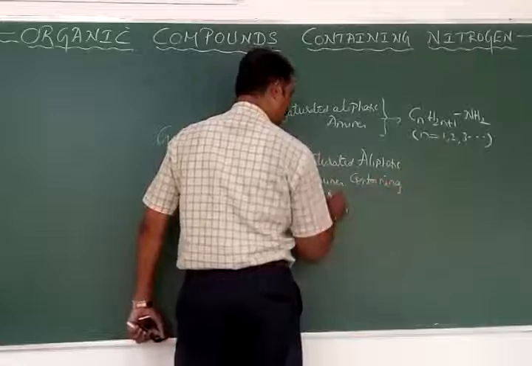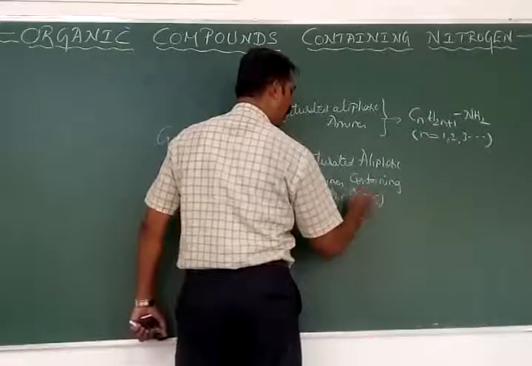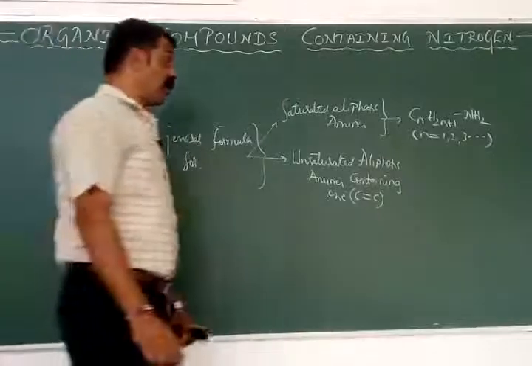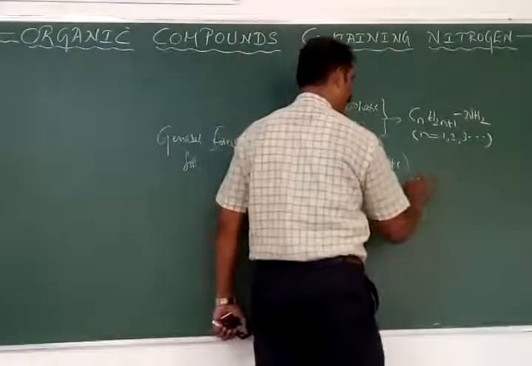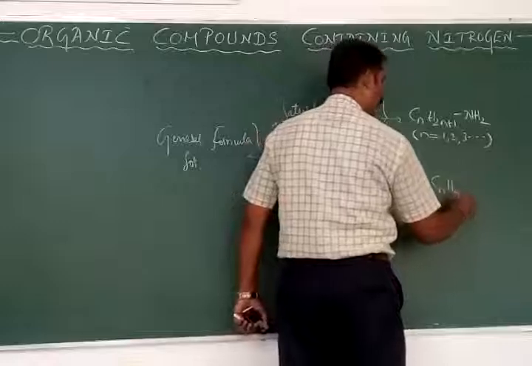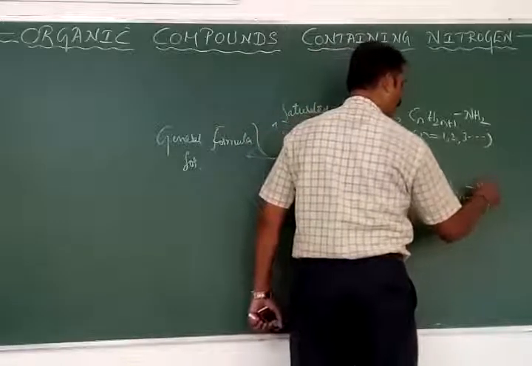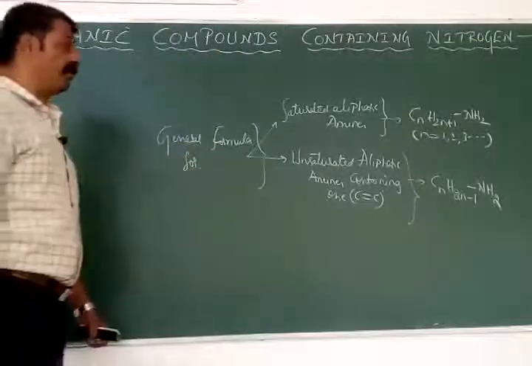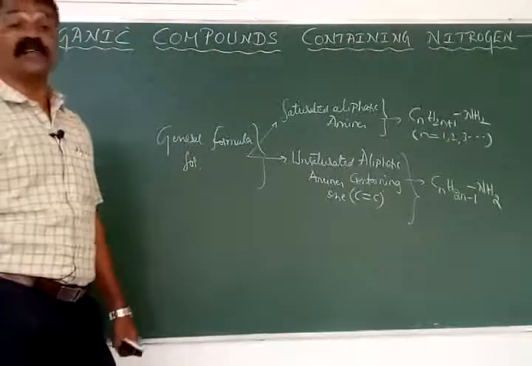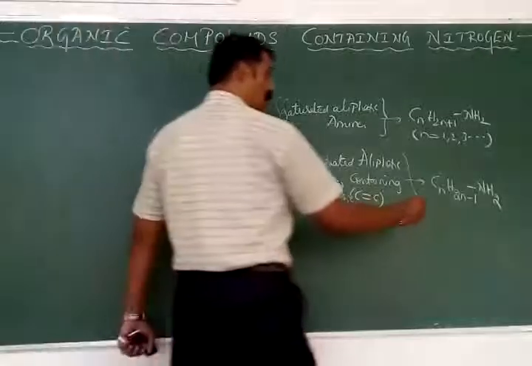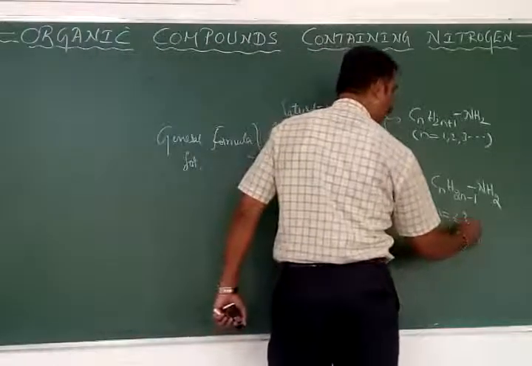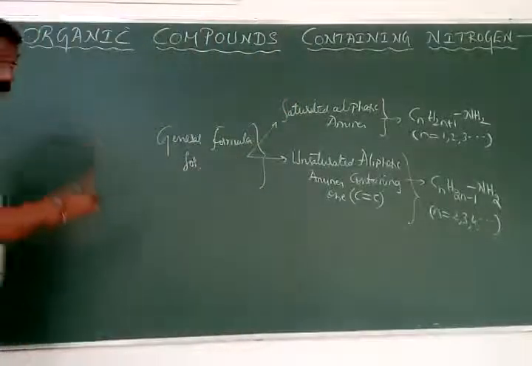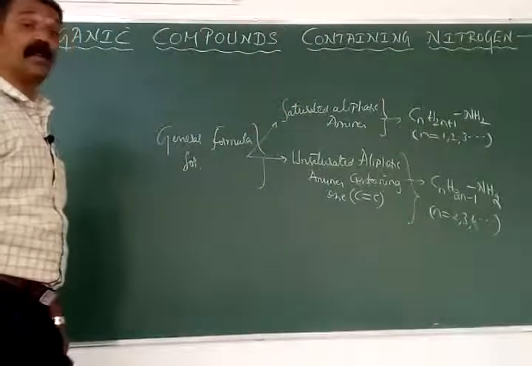that unsaturation contains one C double bond C, containing what? One carbon-carbon double bond, then it refers to CnH2n-1 with what? NH2. CnH2n-1 means it is also called alkenamines. So here n starts from 2, 3, because for unsaturation we should have at least how many carbon atoms? 2 carbon atoms. That is why the formula is CnH2n-1 with what?